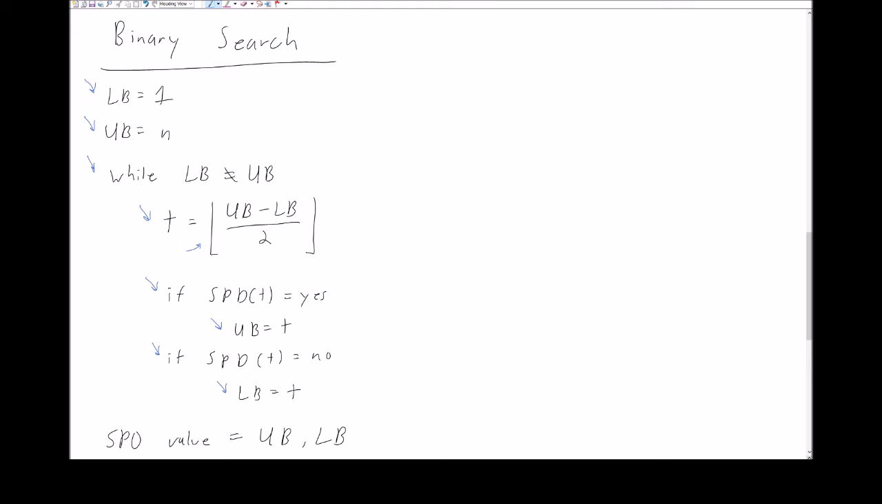At the conclusion of our algorithm, our upper bound and our lower bound are going to be the same. And at this point, we know that the value of our optimization problem is going to be equal to the value of our upper bound, or equivalently the value of our lower bound.